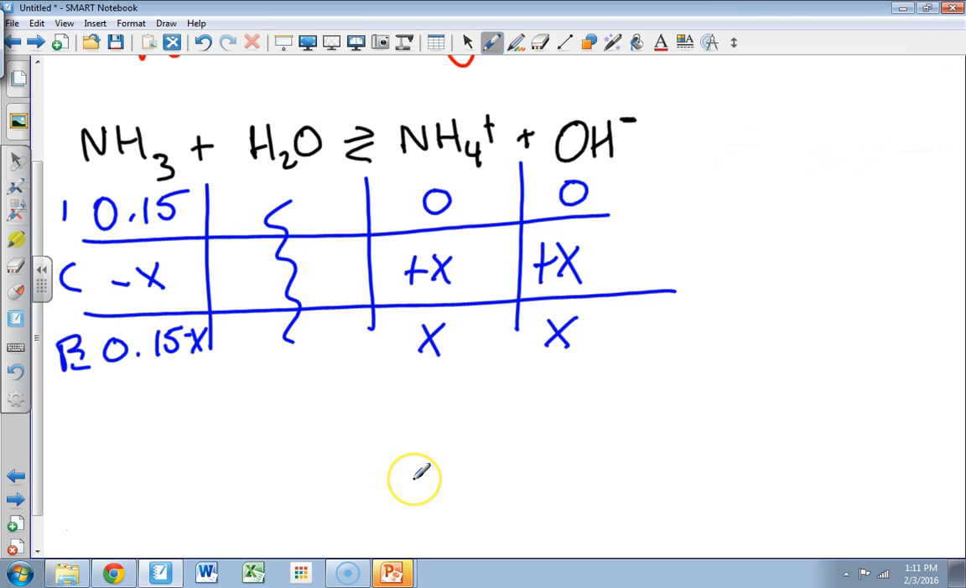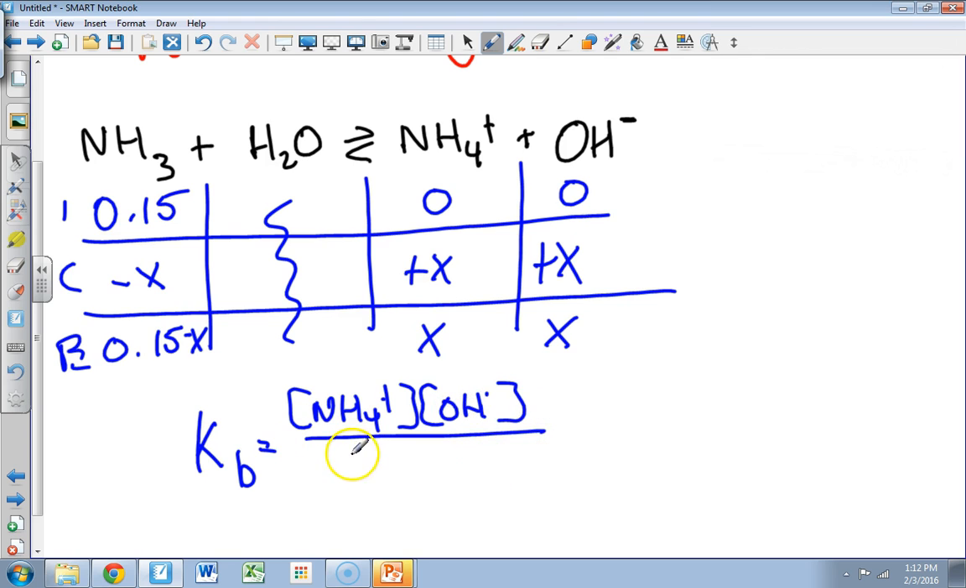Okay, so now we want to find the pH of this solution. Well, if we're going to try to find the pH, that is going to be related to this column. That's the hydroxide ion concentration. So we need to do Kb equals products, the concentration of NH4 plus times the concentration of hydroxide all over the concentration of NH3. Okay.